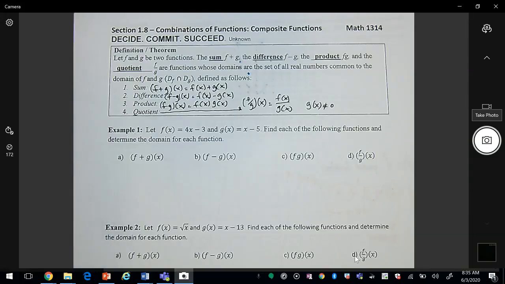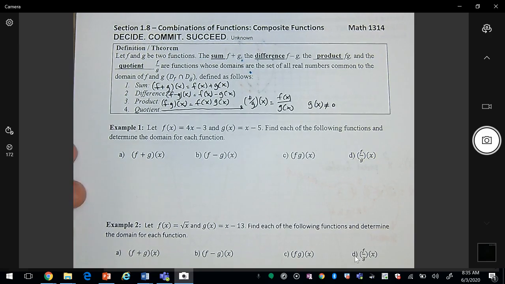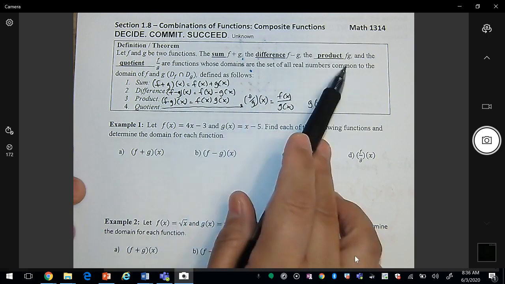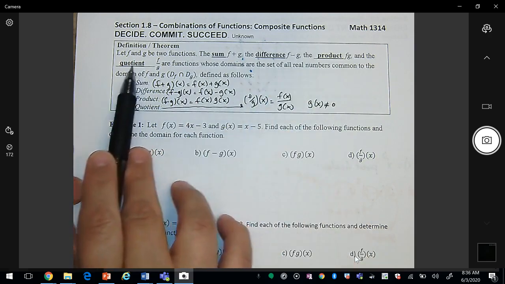Section 1.8, Combinations of Functions and Composite Functions. So if we have two functions, f and g, we can add, subtract, multiply, and divide.